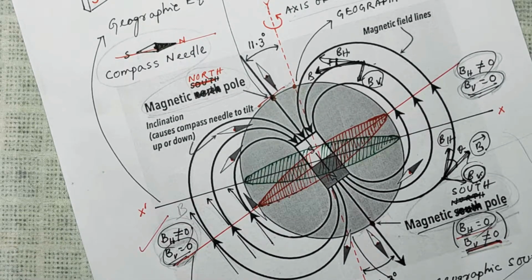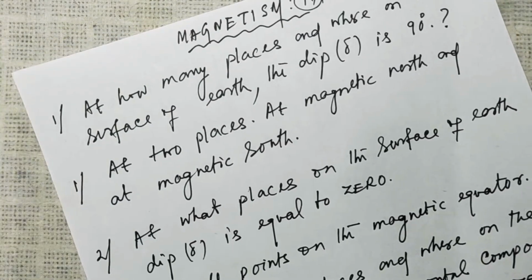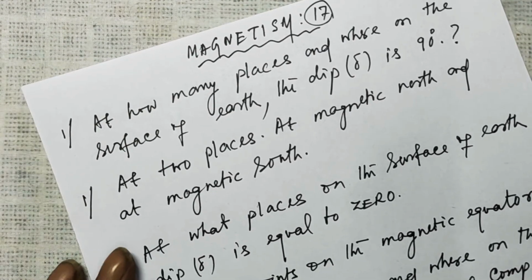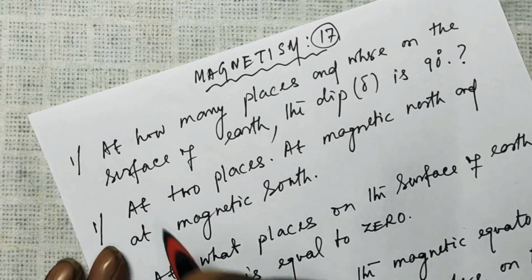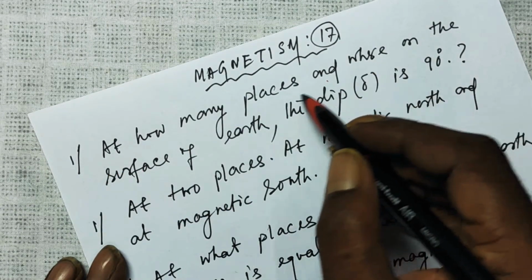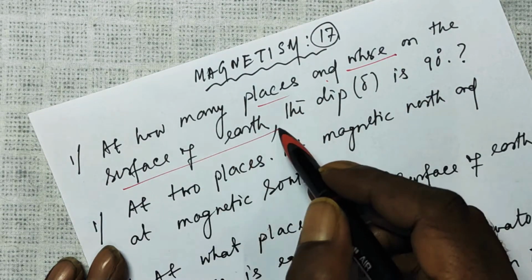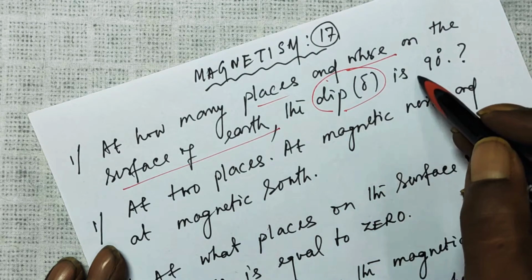Now let us go back and discuss those 5 questions and 3 numericals. Let us begin with the first one, very simple. At how many places and where on the surface of the earth is the dip angle 90 degrees?